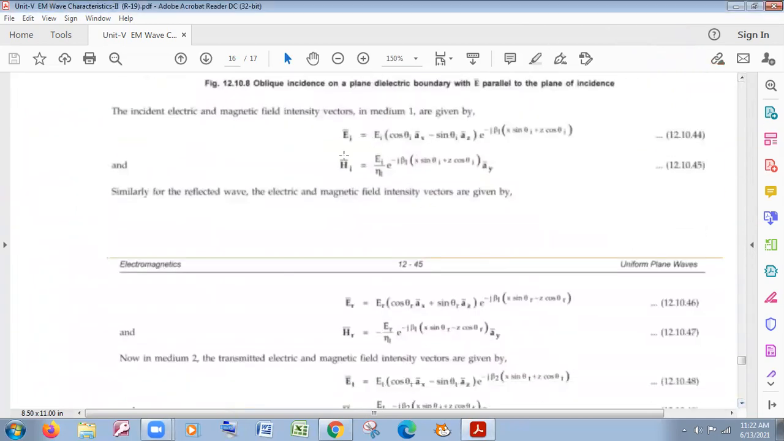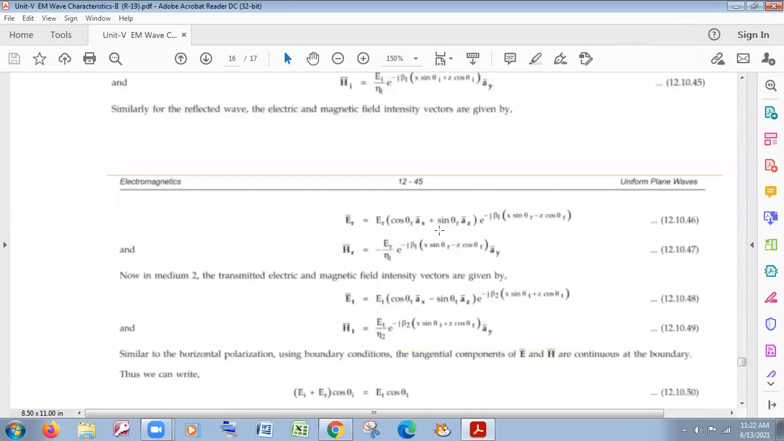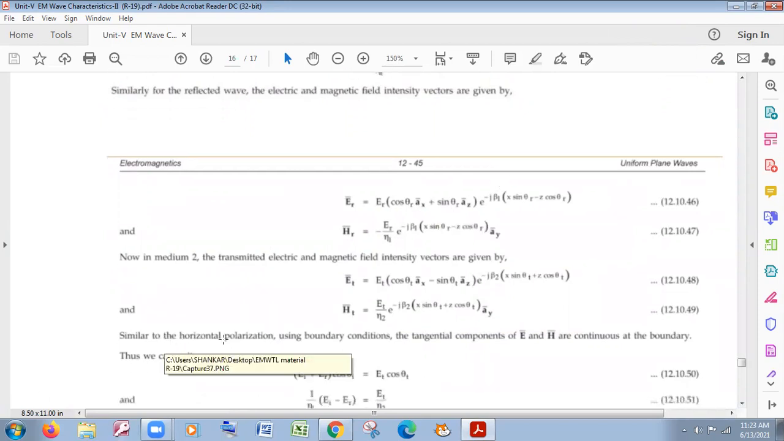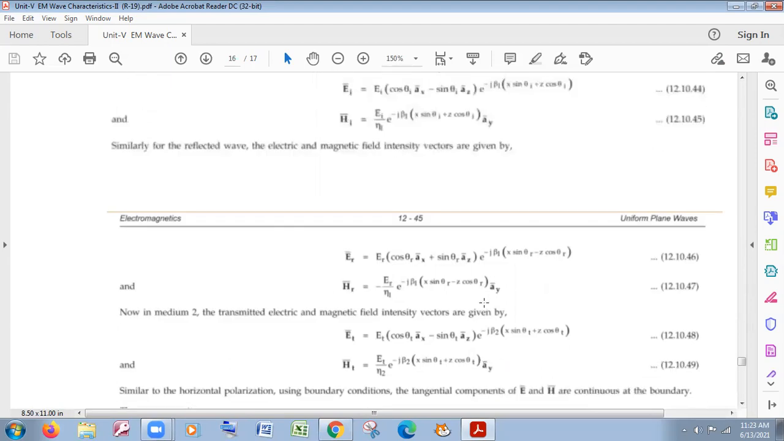So EI and HI, ER and HR, and ET and HT. In a similar way, you can find the ER and HR also. Got it, my dear students? ER and HR also. So similar to the horizontal polarization, using the boundary conditions, the tangential components of E bar and H bar are continuous at the boundary. E1 bar is equal to E2 bar.